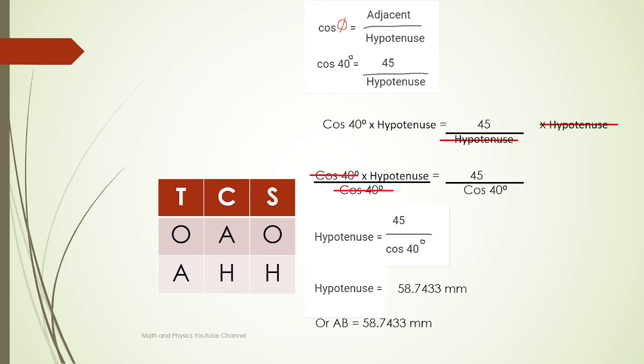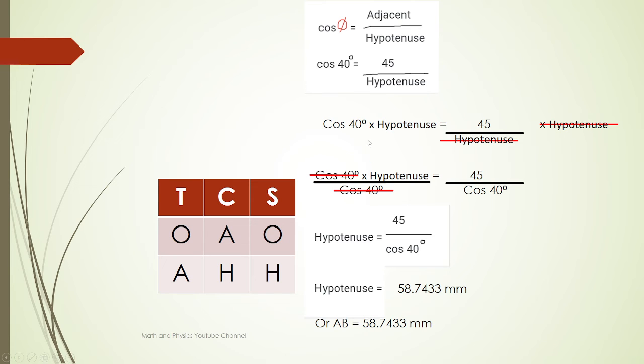Now what we'll be doing is making the word hypotenuse the subject of the formula. So what you would do, on the left hand side, you would multiply by the word hypotenuse, and on the right hand side of the equal sign, we'll also multiply by hypotenuse. So the hypotenuse on the right hand side of the equation will actually cancel out, and you will have 45 divided by 1. But because it is divided by 1, you don't need to write the 1.